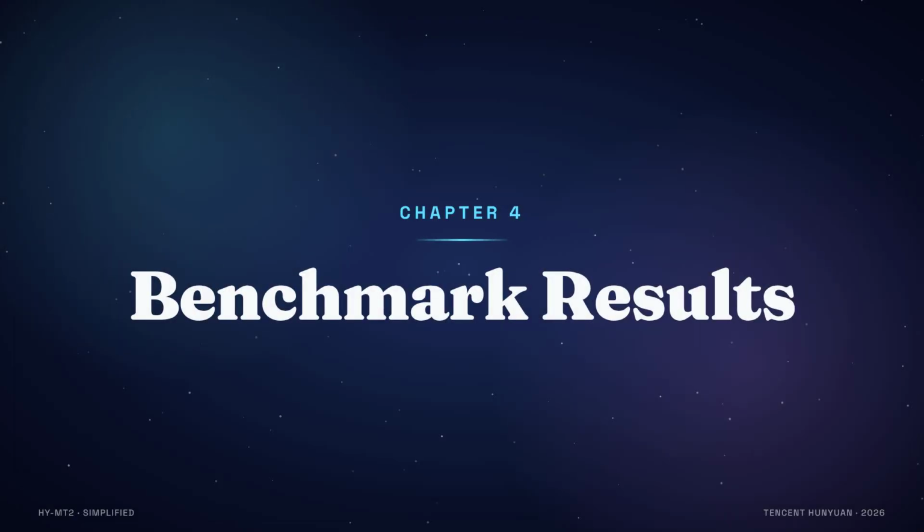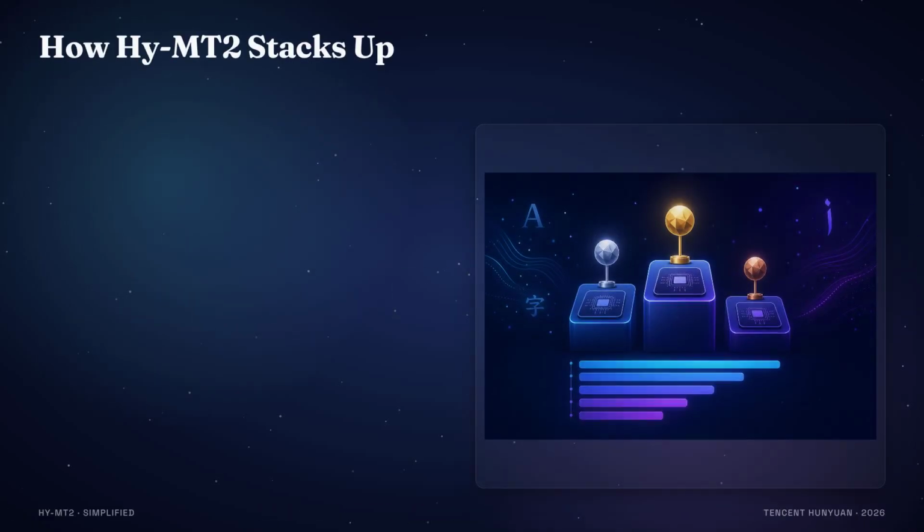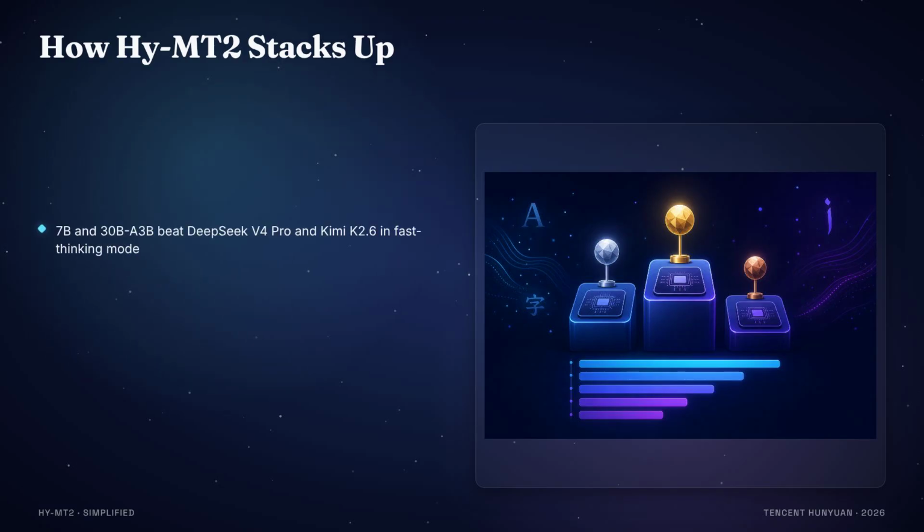Chapter 4. Now that we understand exactly what is being measured, let us look at how Hy-MT2 actually performs. Tencent's own evaluation, which is documented in detail in their technical report, shows 3 big results. First, the 7 billion and 30 billion models both beat DeepSeek V4 Pro and Kimi K2.6 in fast-thinking mode. These are not small open-source baselines. These are the leading frontier open weights models, and Hy-MT2 wins.